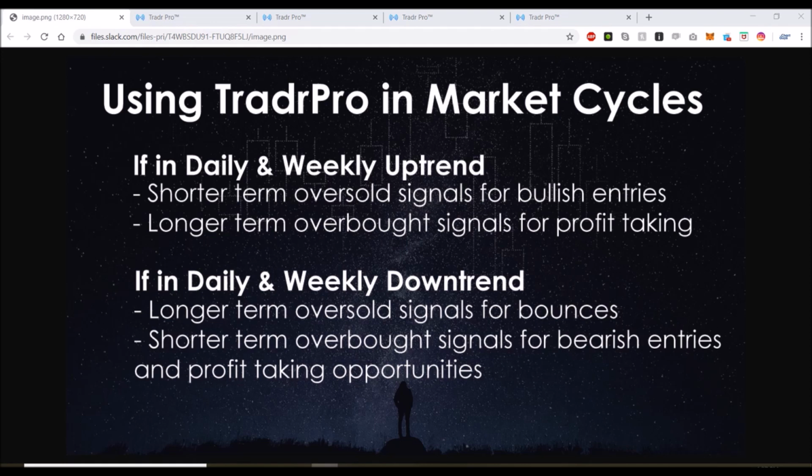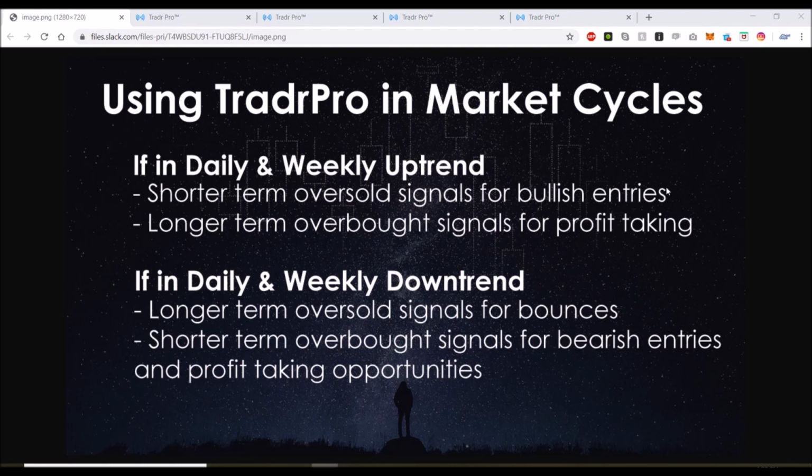So if the daily and the weekly chart are in uptrends, it's the shorter term oversold signals that we want to act on for bullish entries, because bulls are more active buying dips. It's stronger. We don't get oversold on longer term time frames when we're in a strong uptrend. We bounce off those short term time frames. The longer term overbought signals are for profit taking. So if I'm in a swing trade and the 15-minute volume climax goes off, or the overbought climax, or the SuperStack, I may ignore that. Some quick traders may scalp and exit and then quickly re-enter, but I don't care about the 15-minute time frame if I'm in a daily swing trade.